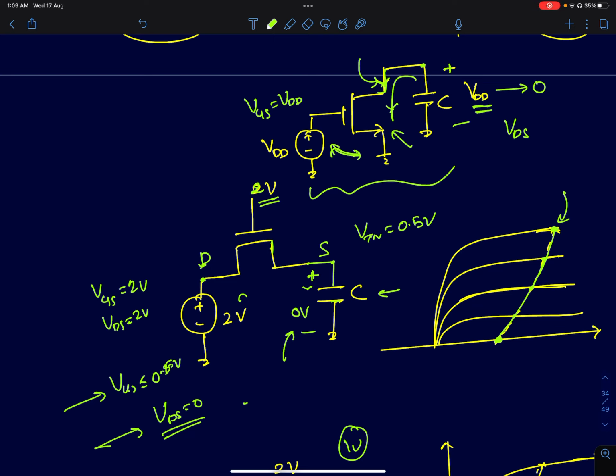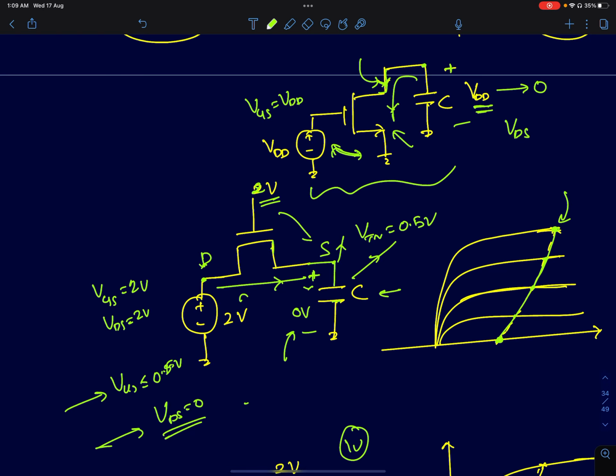Now you can see there is a drain current which is going to flow from the 2 volt source to the capacitor. So the capacitor voltage increases. As the capacitor's voltage increases, the source voltage is increasing. Since the source voltage is increasing, VGS is reducing and VDS is also reducing. Both are decreasing. Whichever reaches the condition for cutoff first will end up dictating the steady state voltage across the capacitor.